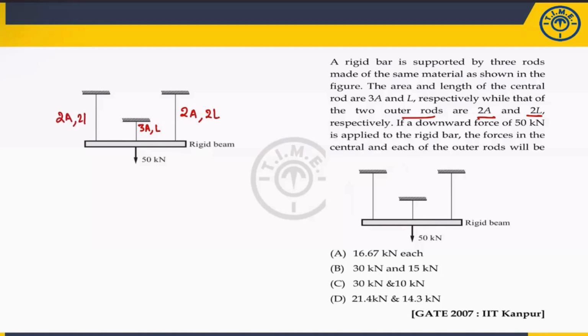Here also 2A, 2L. If a downward force of 50 kilonewton is applied at the rigid bar, you have to calculate the force in the central and each of the outer rods, that is, how much force is acting on this rod as well as this rod. Four options are given: 16.67 means 16.67 will be acting on each of the three bars; 30 kilonewton and 15 kilonewton; 13 and 10; 21.4 and 14.3.